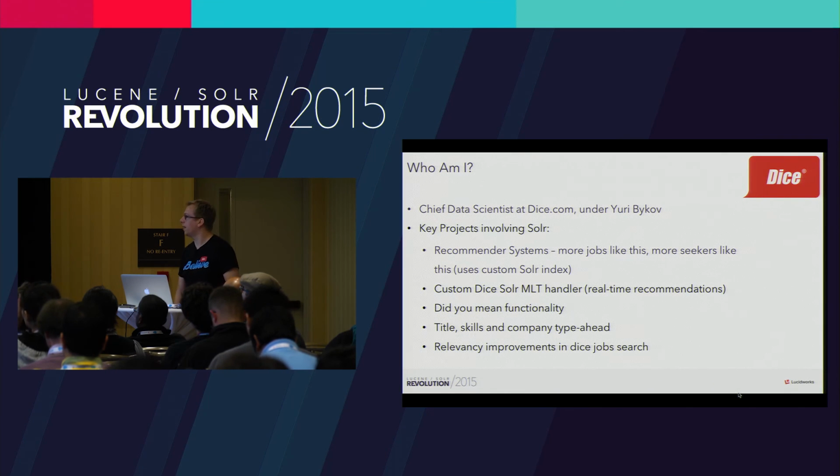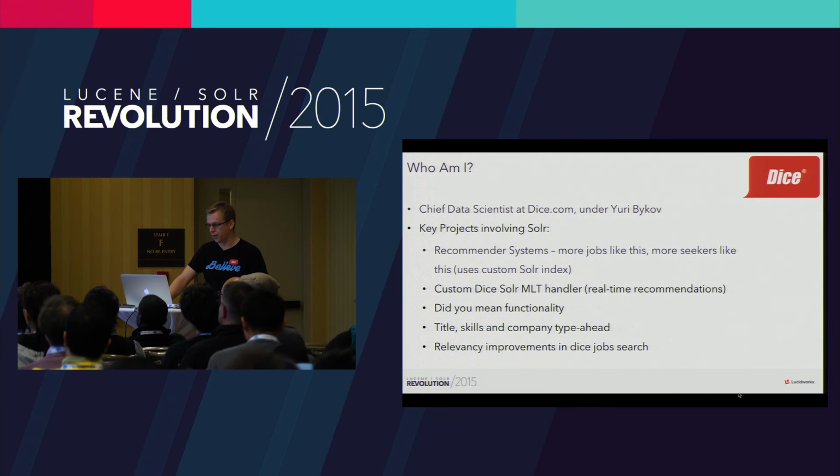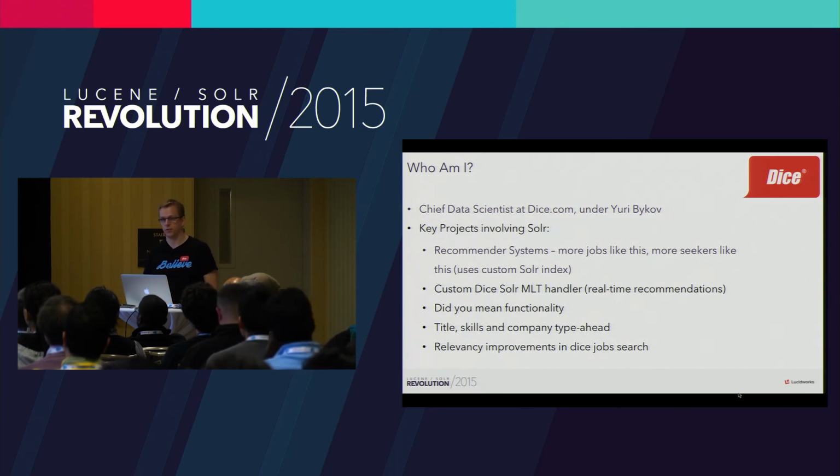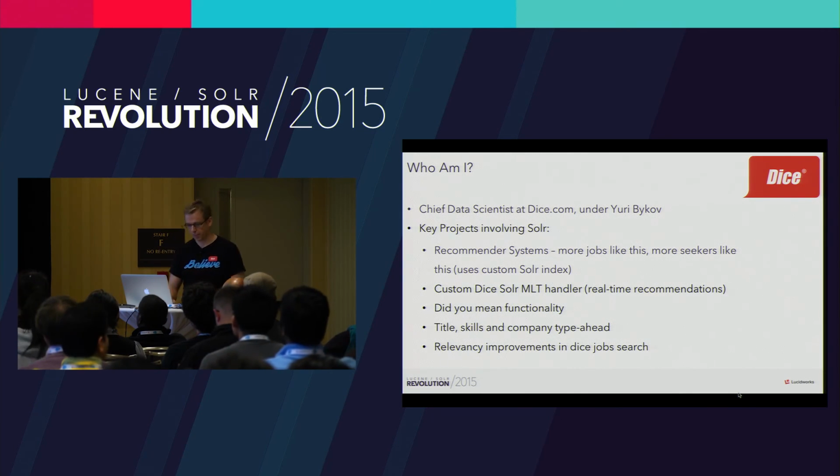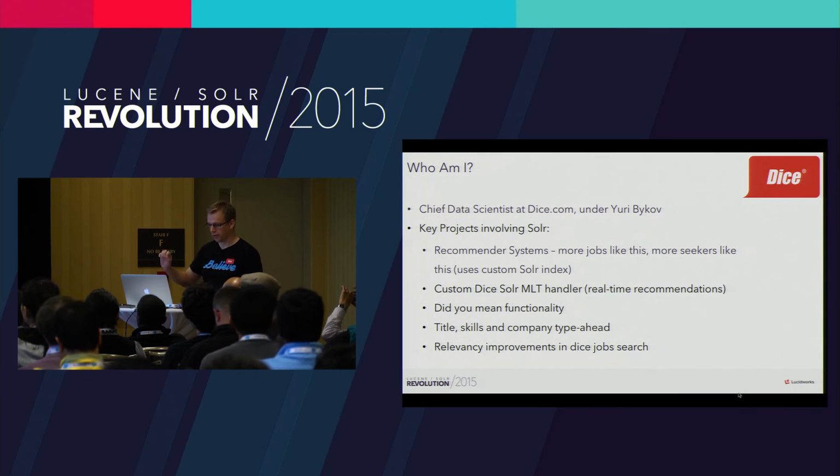Who am I? Well, I'm the chief data scientist at Dice.com. I work on a data science and analytics team headed by Yuri Burkov. And we've done a number of projects in the 2.5 years I've been there. A lot of them involve Solr. So we've built custom recommender systems that leverage Solr. We built a custom MLT handler that is fully available. We've used Solr to do did you mean functionality, which is spell check correction. We've done type aheads based on title, skills, and company. All of those are on the site right now.